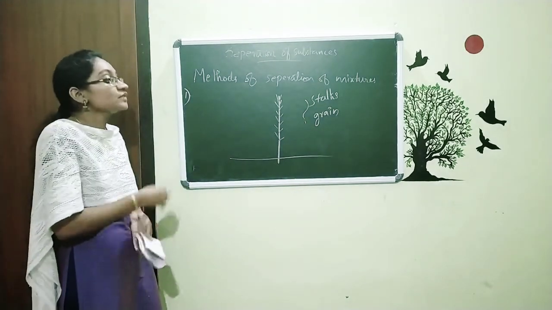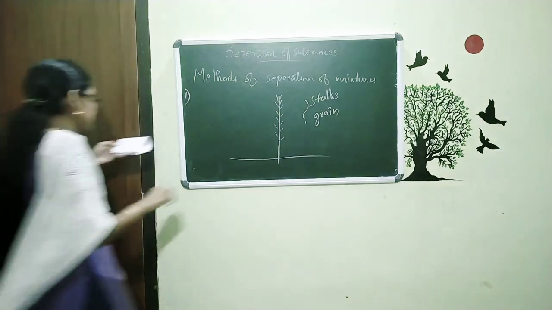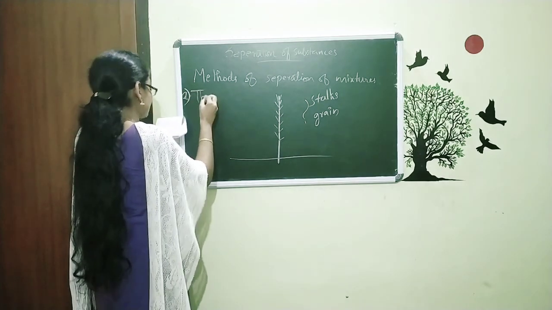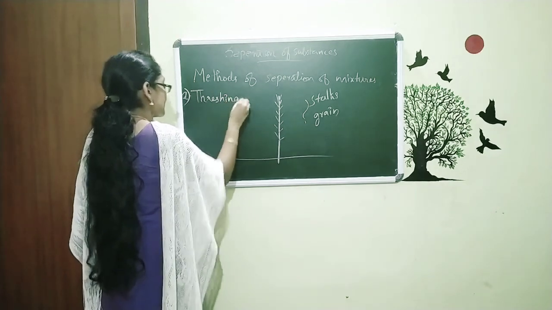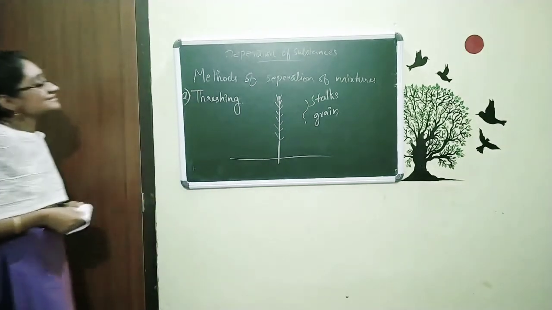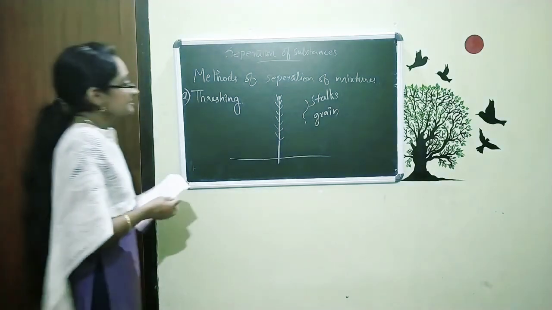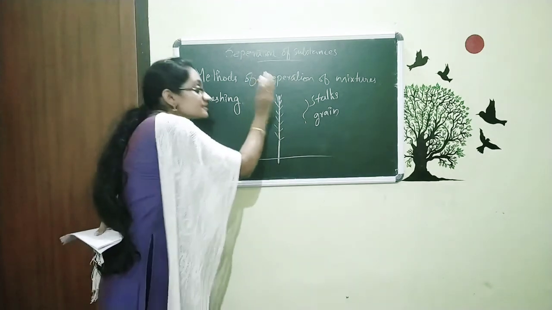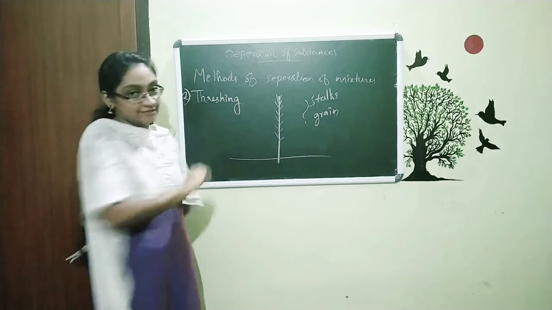We are going to introduce another method, and that is called threshing. The second method is this threshing. What is this threshing? How can we define this? The example is this. We can separate the stalks and the grain. That is the example for the threshing.